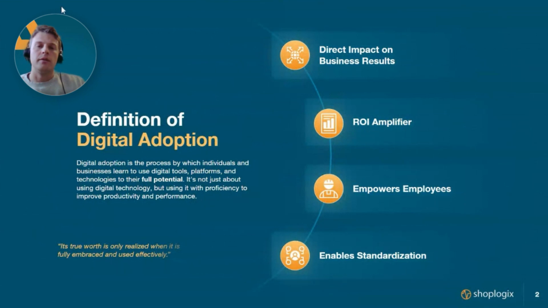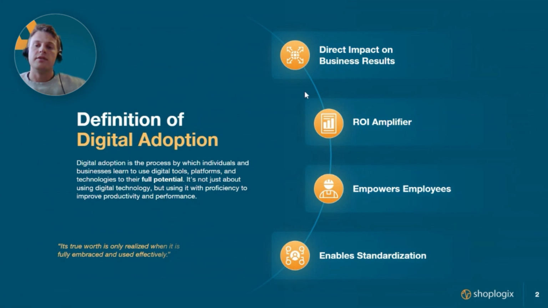So yeah, I think a good place to start will be to cover just some general definitions around what digital adoption means, as well as some of its key benefits. So really, digital adoption is the process by which individuals and organizations use digital tools, platforms, and technologies to their full potential. It's not just about using some digital technology, but about using it with proficiency to improve productivity and performance. A key takeaway is that a software or system's true worth is only realized when it's fully embraced and used effectively. That's a key theme you'll see throughout this presentation.